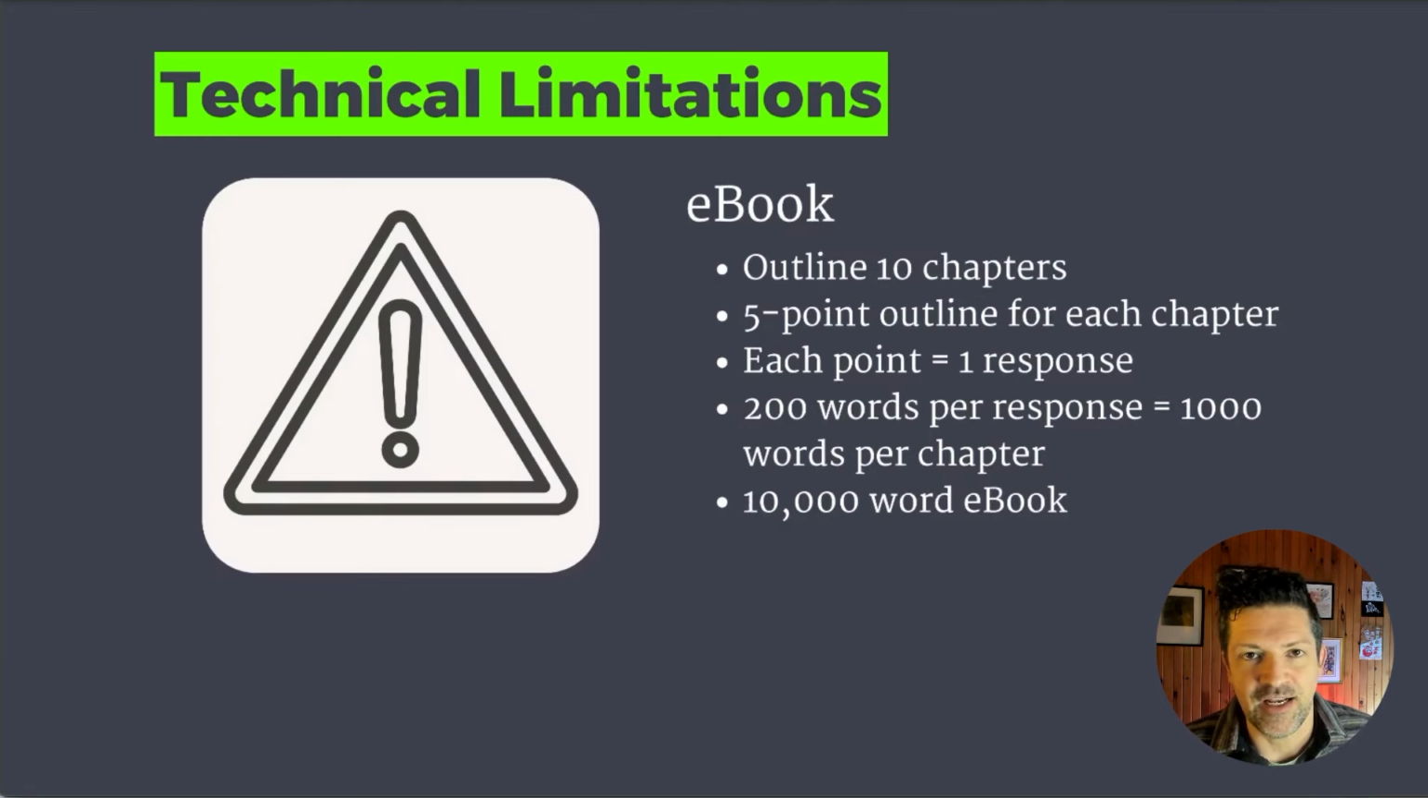An ebook gets much easier. And if you are writing stuff for business purposes, this is probably a good place to start. See if you can crank out a good 10,000 word ebook, 10 chapters, 5 points per chapter, each point being 1 response. And that gets you to your 10,000 word ebook. And this can be a great lead magnet. This can serve a lot of purposes for this longer form content. And similarly, if you're focused on fiction, maybe you want to start with a short story, a novella of 10,000 words, and get through that first before you tackle your masterpiece.